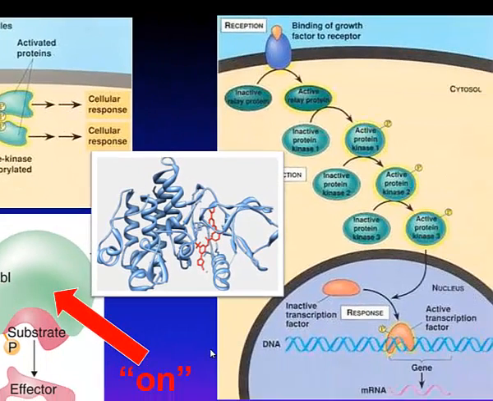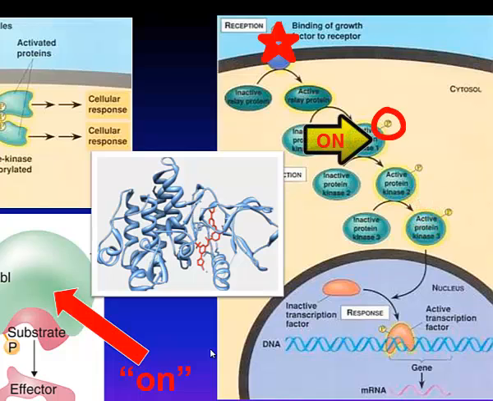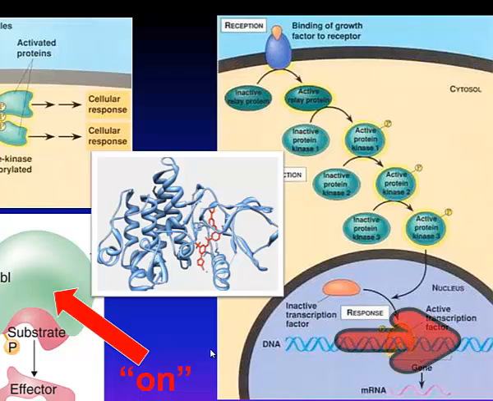So the picture on the right, you can see again how a growth factor bound to the receptor is going to cause a whole series, a whole cascade of events where inactive proteins are going to be activated by a phosphate group being added to it. And notice how this cascade of events is leading to activation of a gene inside a nucleus.